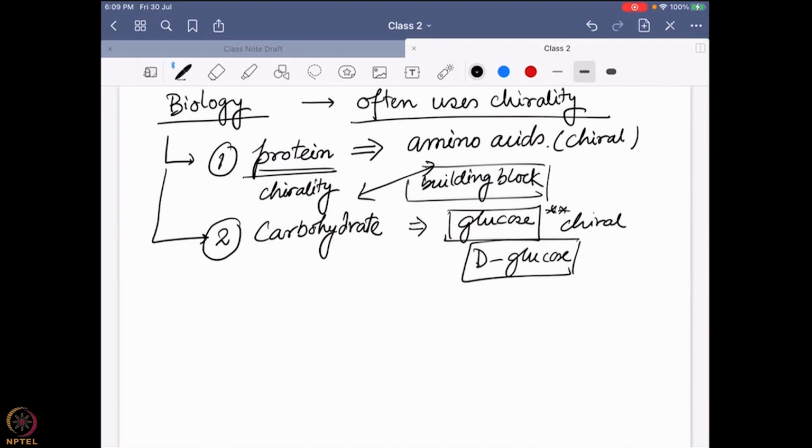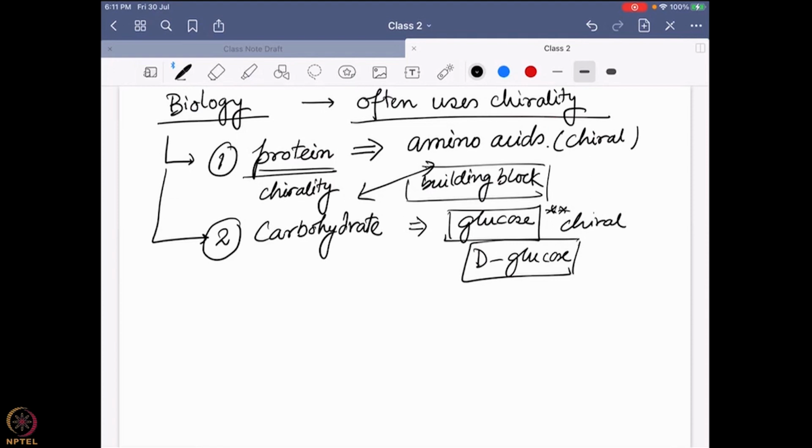From its original structure, and if you have gone through the chemistry of the carbohydrates, now you know why it is called D-glucose and all those things. I'm not going into the details, but ensure it has nothing to do with Glucon-D. Those two Ds probably are not connected. So D-glucose is also chiral in nature.